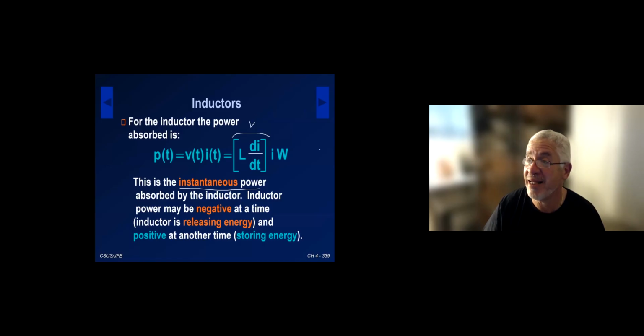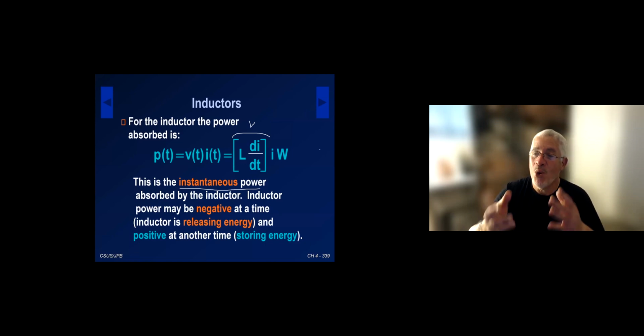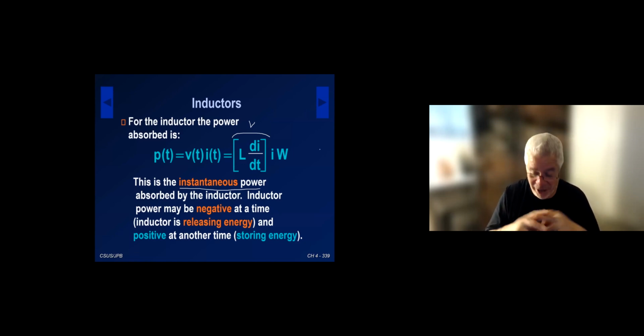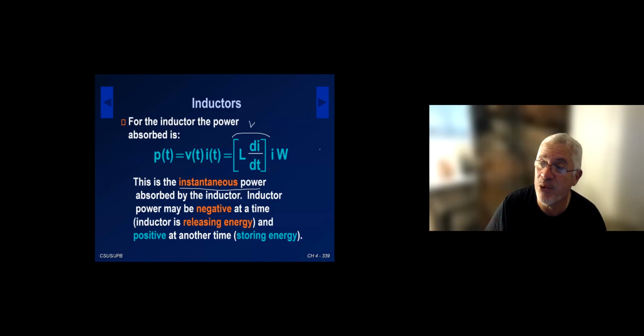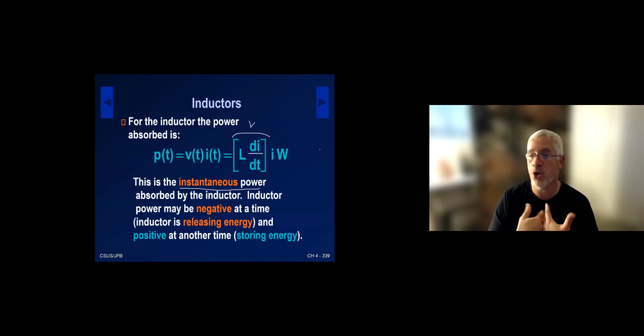It is L di dt times the current I, and power is in watts. Power is going to fluctuate with time. So what essentially makes these elements important and really useful in electrical engineering is that they can store power. They can store energy and release energy.